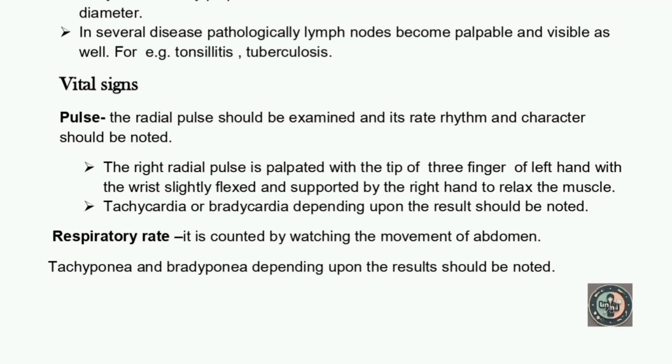Then comes the respiratory rate. It is counted by watching the movement of the abdomen, and there are two cases, tachypnea and bradypnea. Tachypnea is when the respiratory rate is increased, and bradypnea is when the respiratory rate is decreased. So these two cases help to make a diagnosis of the disease. The normal respiratory rate of a normal individual is about 16 to 20 breaths per minute.